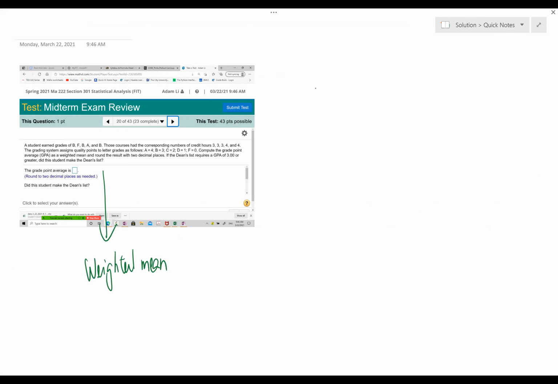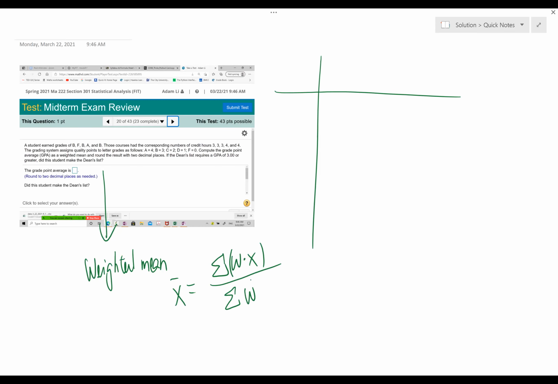The weight here is what we call the quality points. Credit is the weight, right? And the formula is summation of W times X, divided by total weight. Weight represents the number of credits for each course. So we have 5 courses, and the grade from each course is B, F, B, A, B.